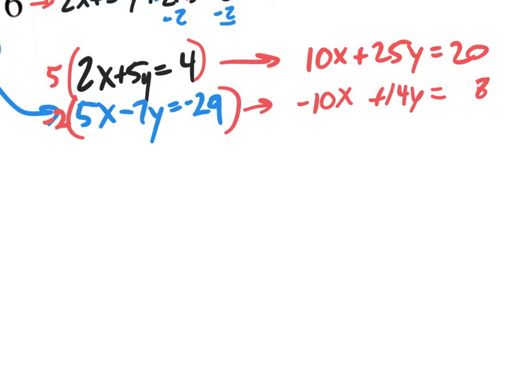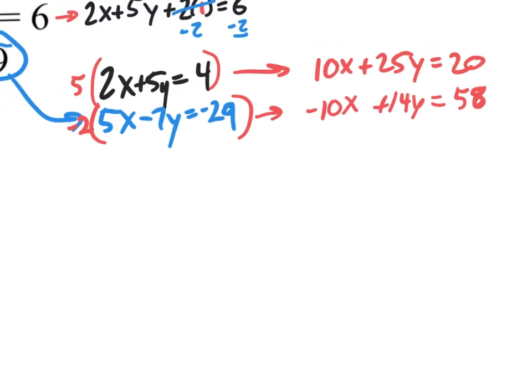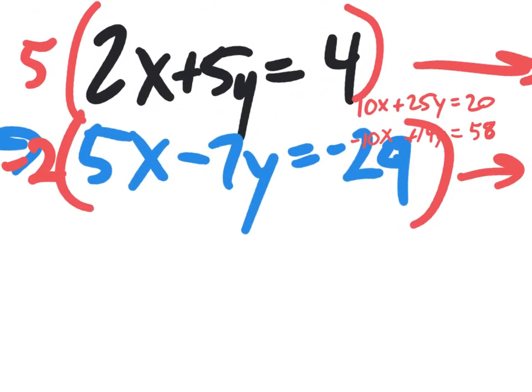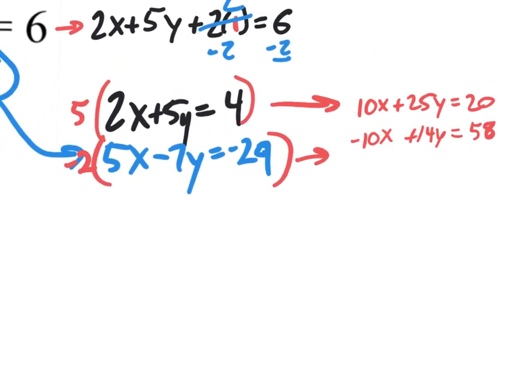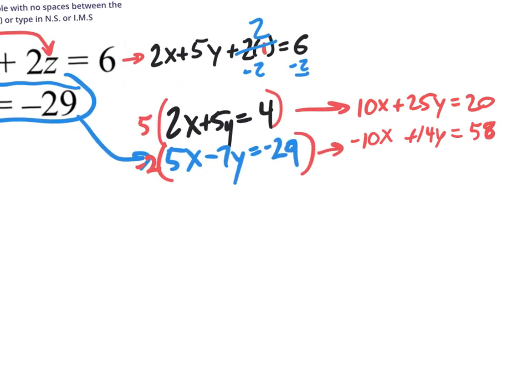So, I have a question. Yes, what's up? Why did we multiply the bottom equation by negative 2? Whoa, what happened there? Okay, let me fix this before I continue.